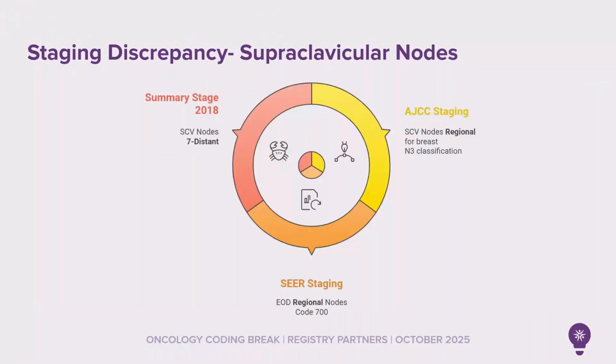There is one staging discrepancy between the standard setters. When there's involvement of the supraclavicular lymph nodes, AJCC assigns these as N3. SEER includes these within the EOD regional nodes code 700. However, this does upgrade the SEER Summary Stage 2018 to distant.